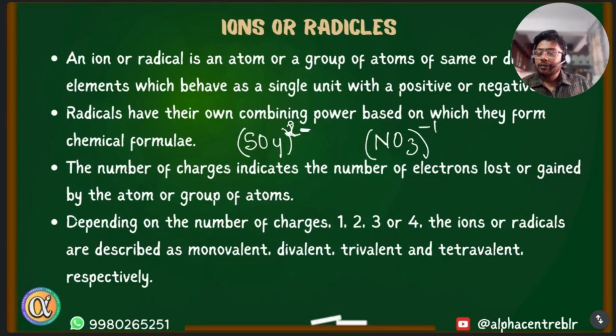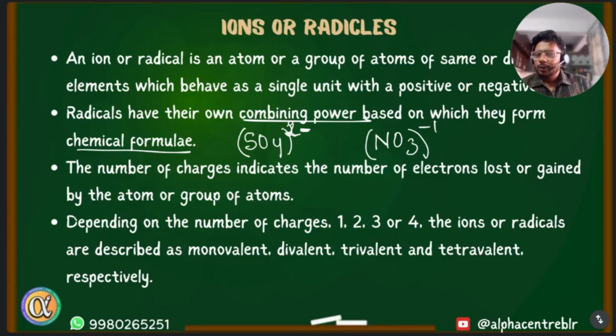So radicals have their own combining power, -2 or -1, based on which they form a chemical formula. Here this whole group, like 1 sulfur and 4 oxygen, or 1 nitrogen and 3 oxygen, together behaves as a single unit and has an overall charge. Is that clear? Yes, sir.